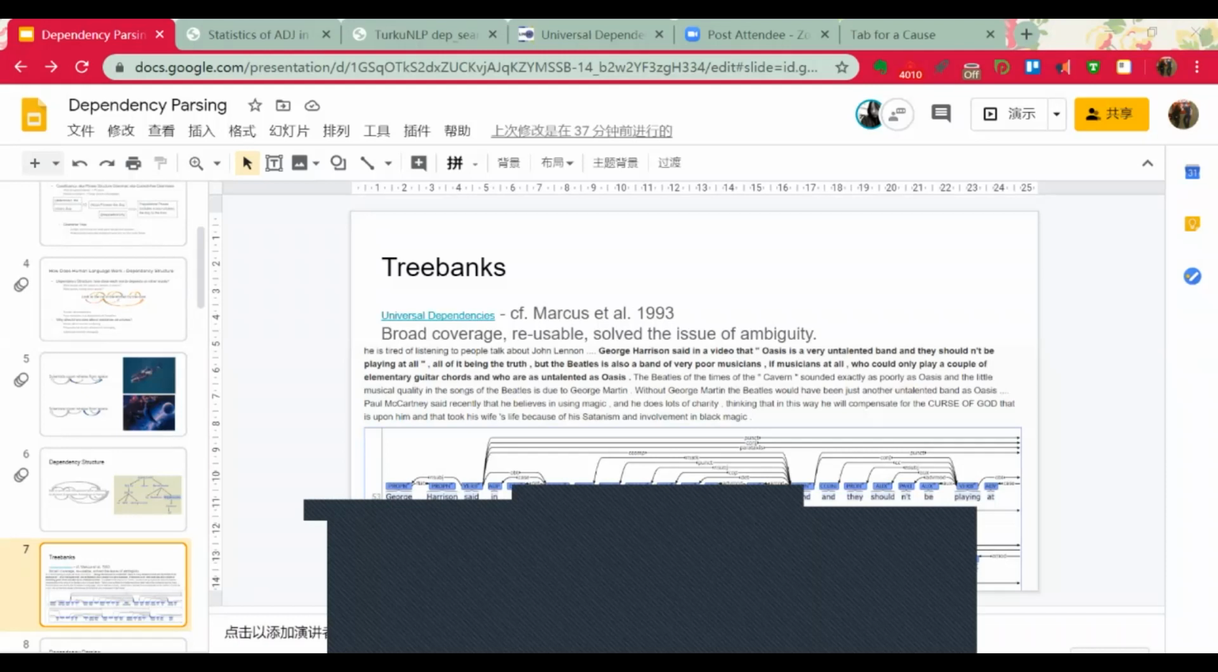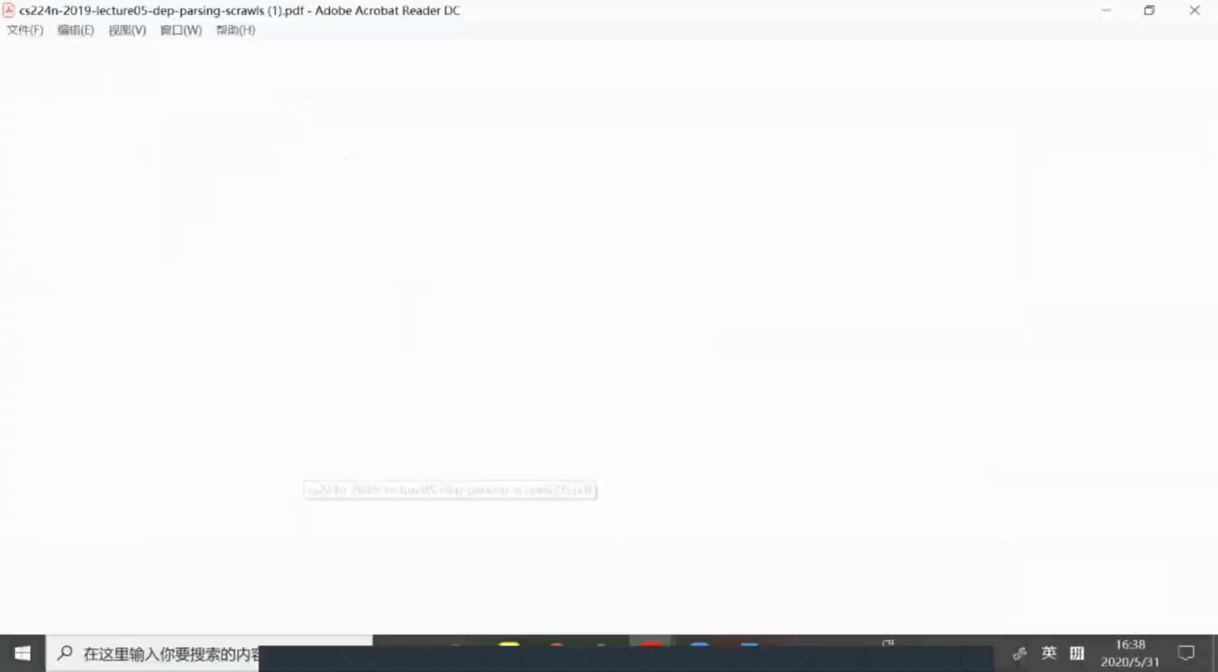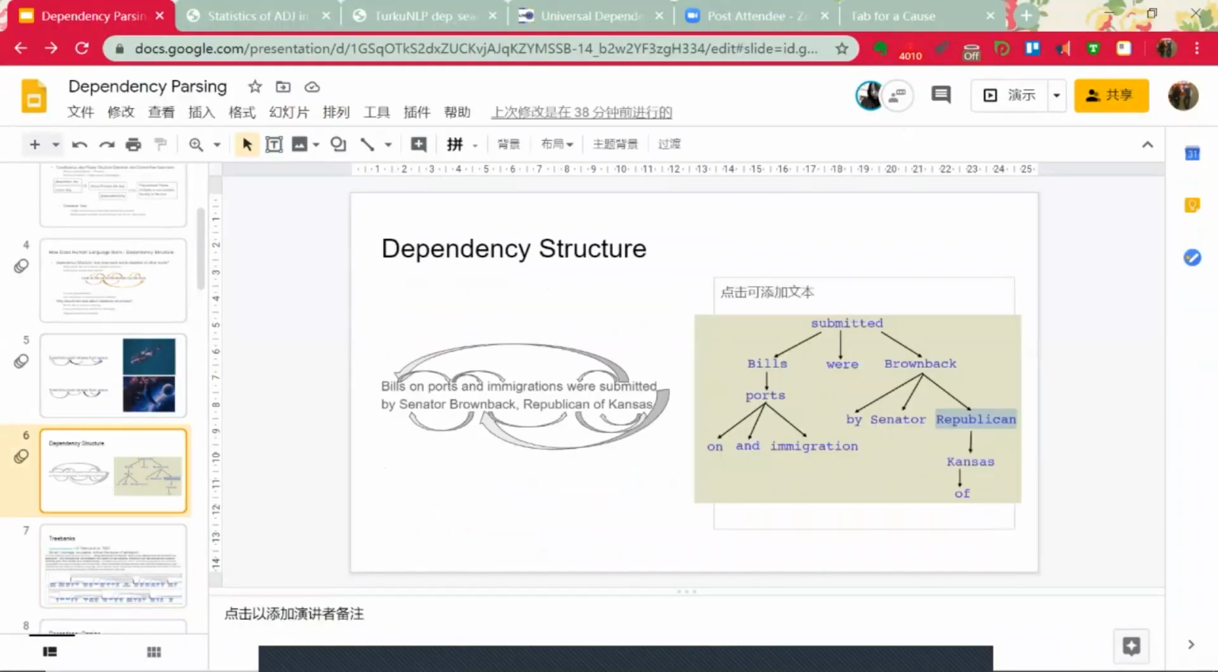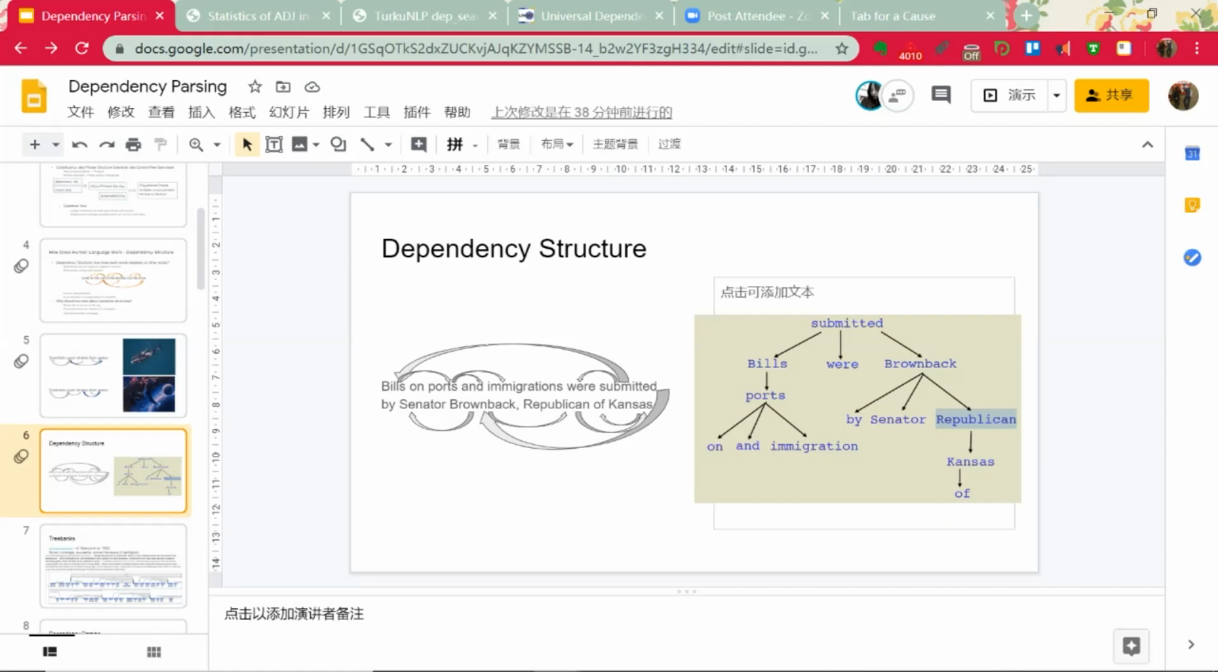I also saw a question about the dependencies for ports and immigration. Someone said that immigration should be a dependent of bills as opposed to ports. I feel like I have the same question. That's another structure, right, Jiachen? Of course, you can think of it that way, and that's going to be a different structure. But here, like Jiachen said, it's not about the right one. It's about one way to construct the tree. It could be another way to construct the tree as well.